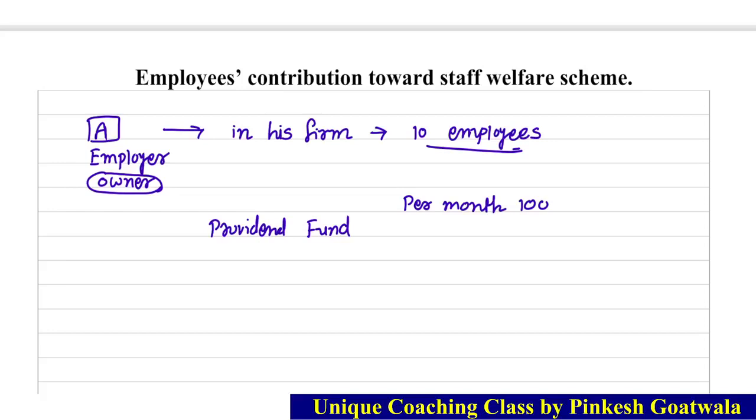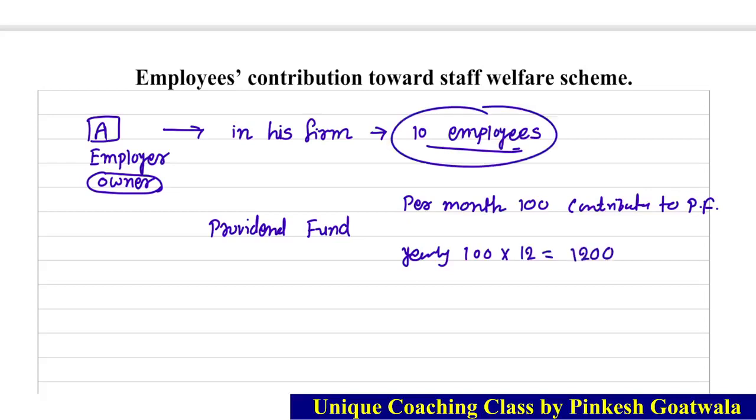So per month ₹100 contribution is given to PF. Per month 100, so yearly how much? 12 times is 1200. And how many employees are there? Total 10 employees. So yearly a total of 12,000 is contributed into PF by the employees. I have written here owners and workers because many students get confused about employer and employee. Employer means the owner and employee means the workers.